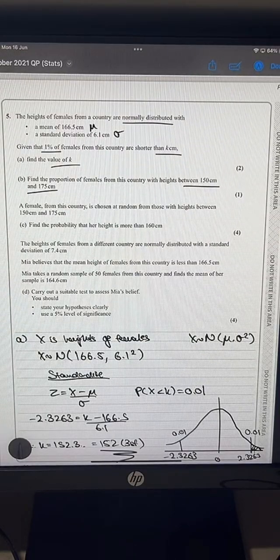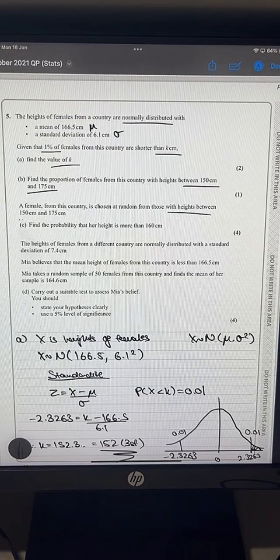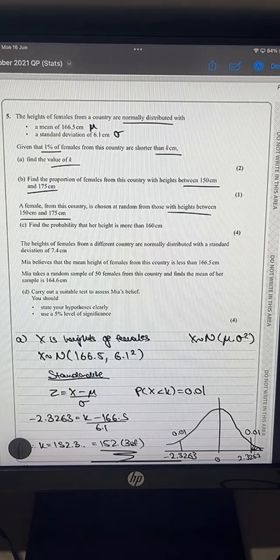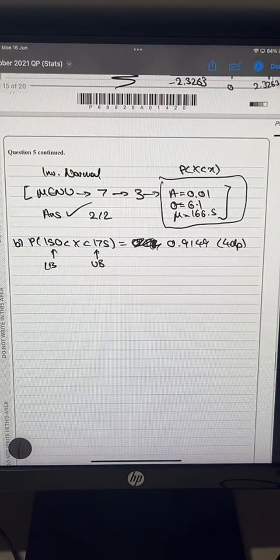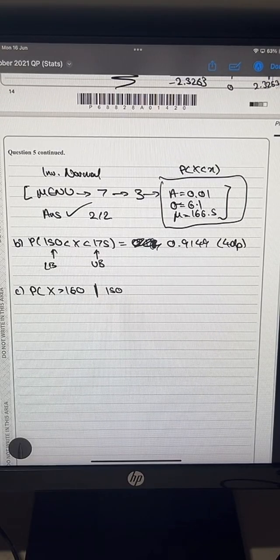A female from this country is chosen at random from those with heights between 150 and 175. Find the probability that her height is more than 160. So in word form it's kind of weird, so I'm just going to put this in probability form with math that we're used to, right? So I need the probability that x is greater than 160 given that, why? Because we're selecting from a restricted sample space. Given that 150 is less than x, which is less than 175.